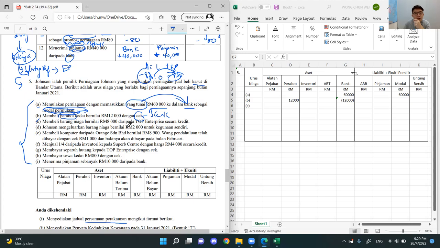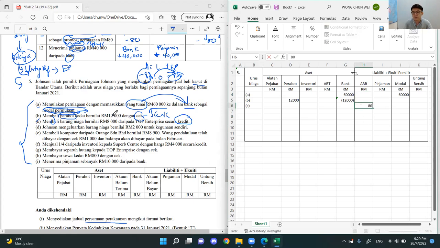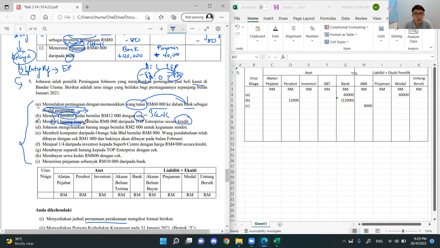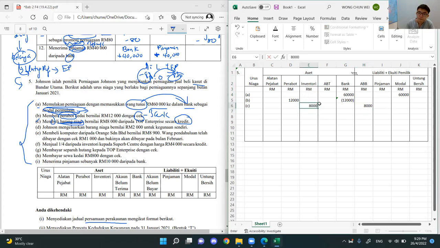Membeli barang niaga bernilai RM8,000 daripada Top Enterprise secara kredit. When you see secara kredit, I told you mesti akaun belum. Belum apa? When you see beli, B, akaun belum bayar, and your akaun belum bayar is under the liability. Can you see or not? So, berapa? 8,000 ringgit. And then at the same time, you beli barang niaga is under the inventory dalam asset, another 8,000. Imbang lah, asset 8,000 equals to 8,000. So it's balance. Okay, go to D.